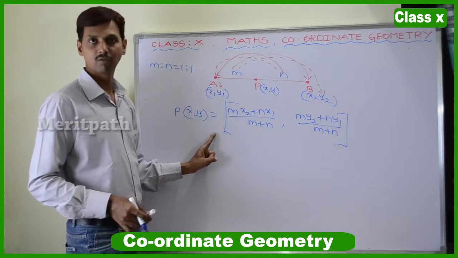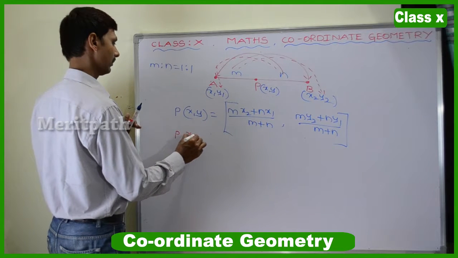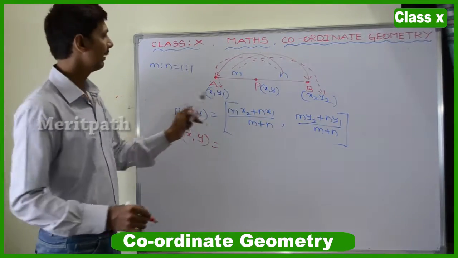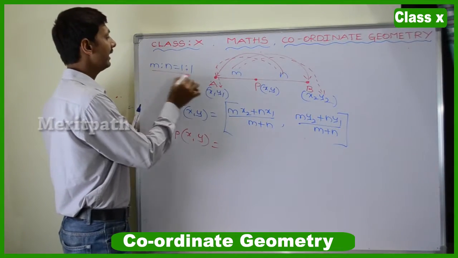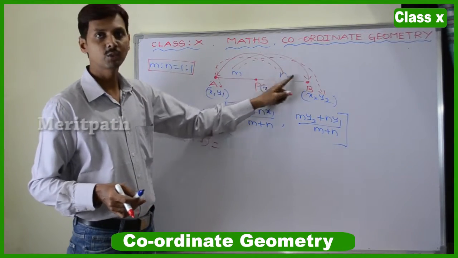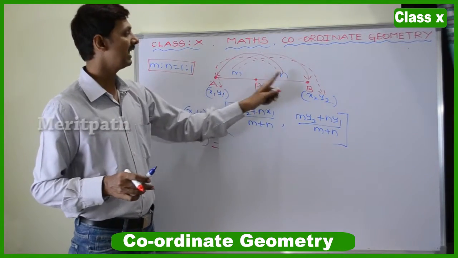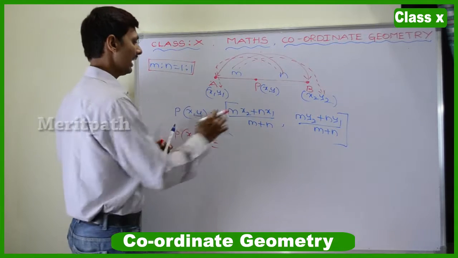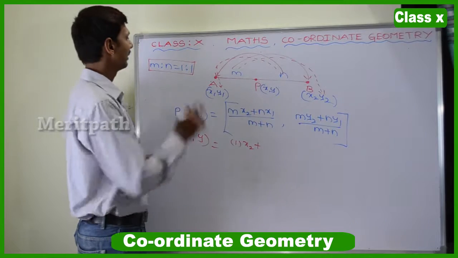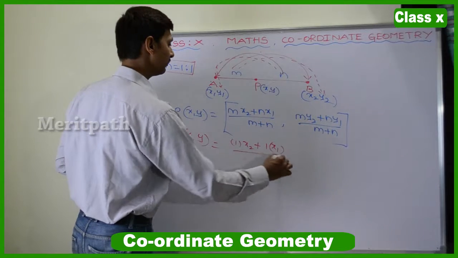By using the same formula, P(x, y) is equal to mx2, and we know that m is to n is equal to 1 is to 1. The reason is P divides AB in the ratio of m is to n, and P is the midpoint of AB, so it divides equally. That's the reason m is to n is equal to 1 is to 1. So m is the value 1 into x2 plus n, n is the value 1, and x1 divided by m plus n.